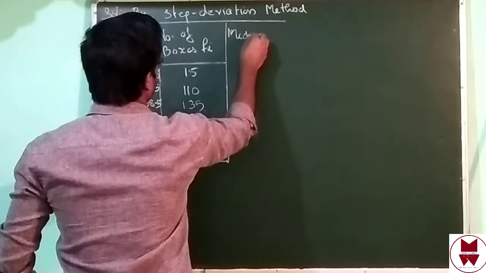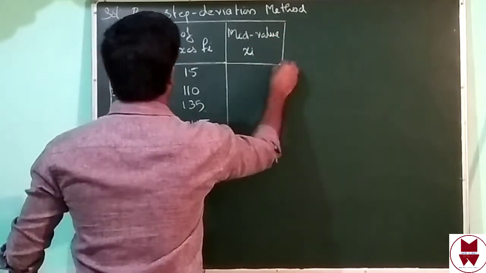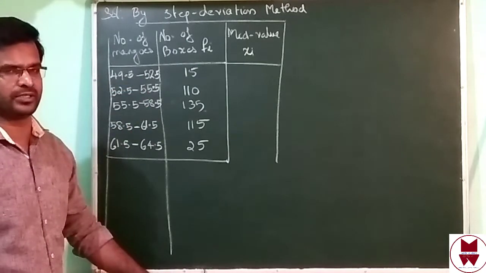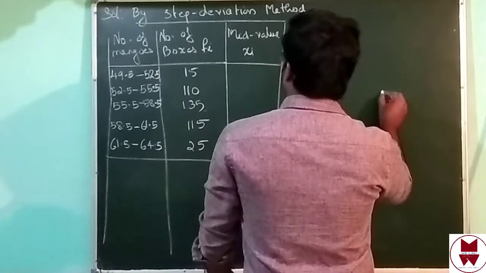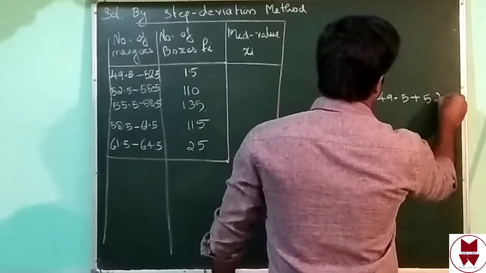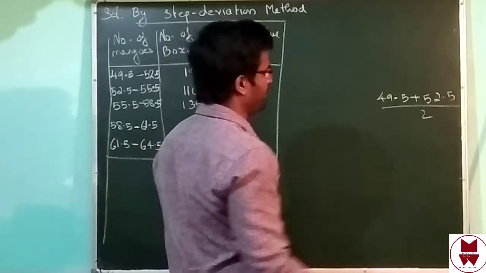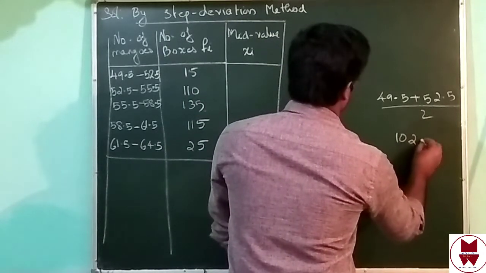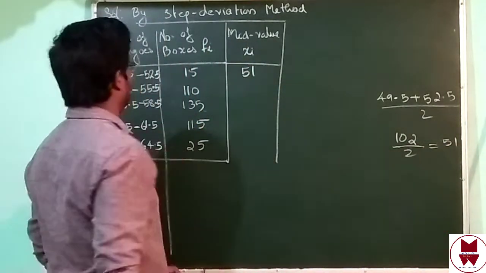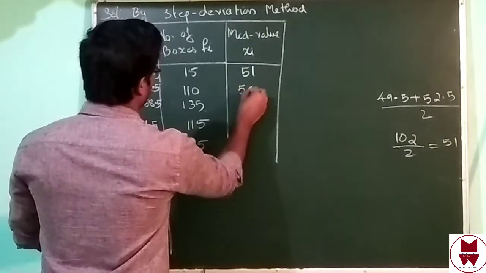Mid value, xi. In between 49.5 and 52.5, which number? Check it. 49.5 plus 52.5 divided by 2. If you add 49.5 plus 52.5, you will get 102. Divided by 2, you will get 51. Then in between 52.5 and 55.5, that will be 54.